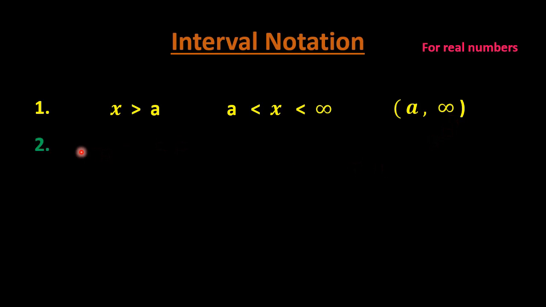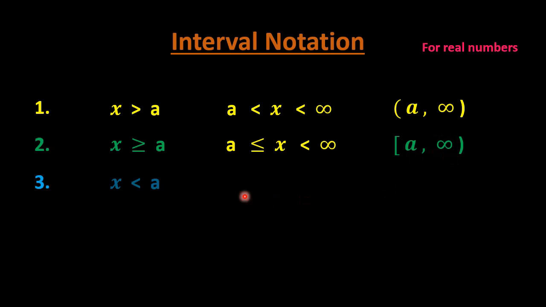In the second case, number 2, if x is greater than or equal to a, the value of x will lie between a and plus infinity, but here a will also be included. So we denote a as closed and infinity as open.